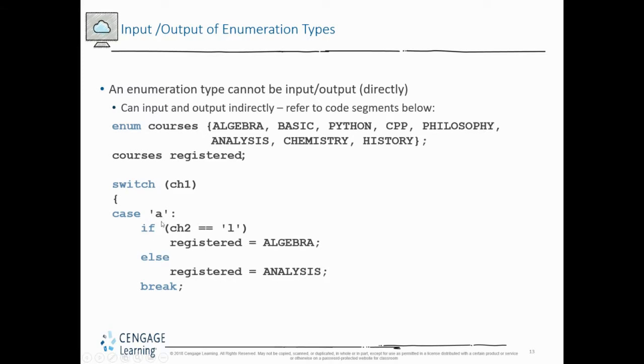Okay, so that would be an example for case A. If they had a case B, it would then be looking at the first character. So char1, if that was a B, this would now be case B. So basic, algebra, no. Yeah, B for basic, yes. Python, no. C++, no. Philosophy, no. Analysis, no. Chemistry. So there'd only be one, and it would then not need an else.